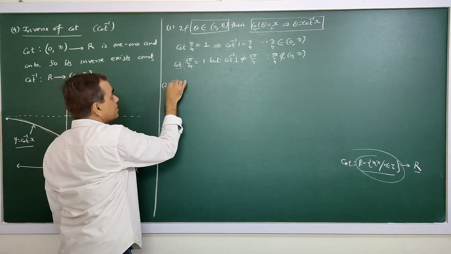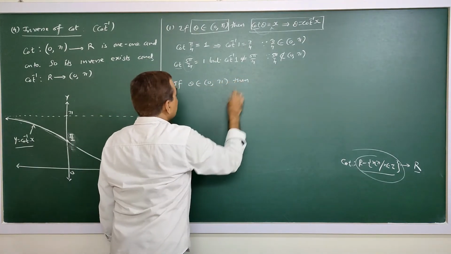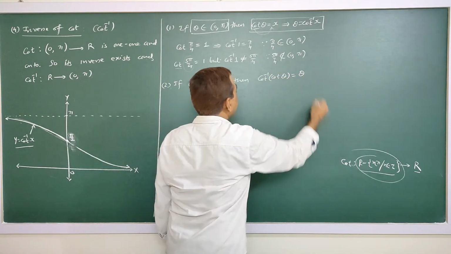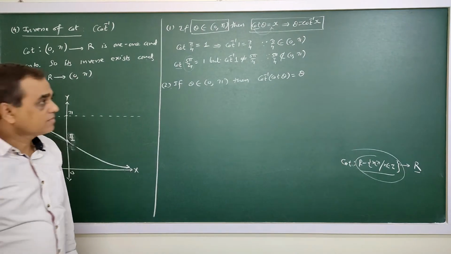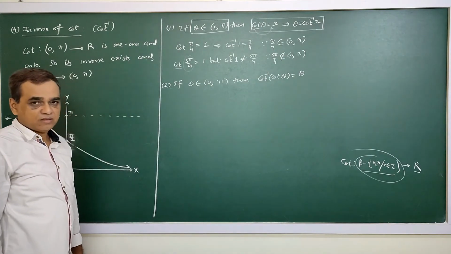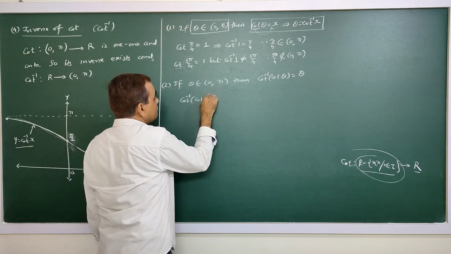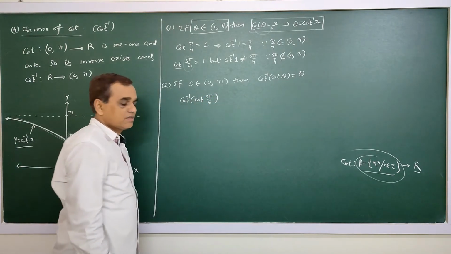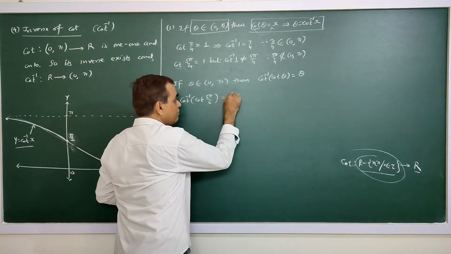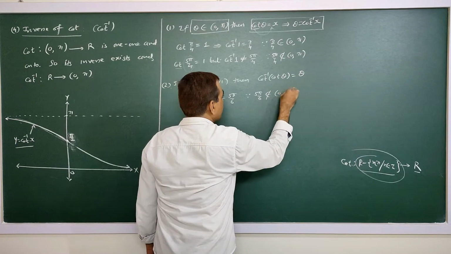Second property, similarly, if theta belongs to 0 to pi, then cot inverse cot theta is theta. This theta must be in the domain of cot, that is 0 to pi. Suppose I take cot inverse cot 5 pi by 6. Now 5 pi by 6 is in 0 to pi. So this is equal to 5 pi by 6, which is true, because 5 pi by 6 belongs to 0 to pi.